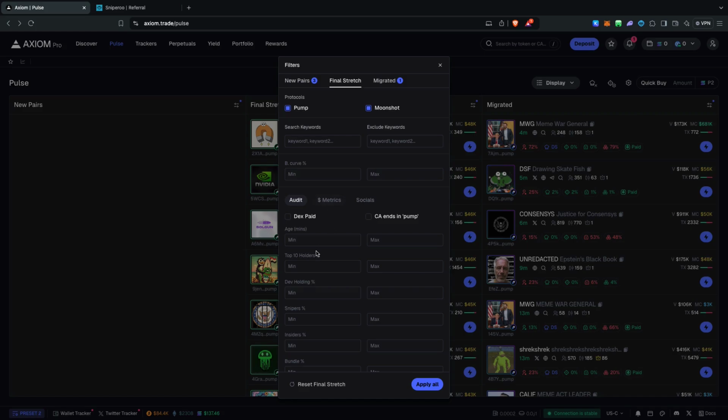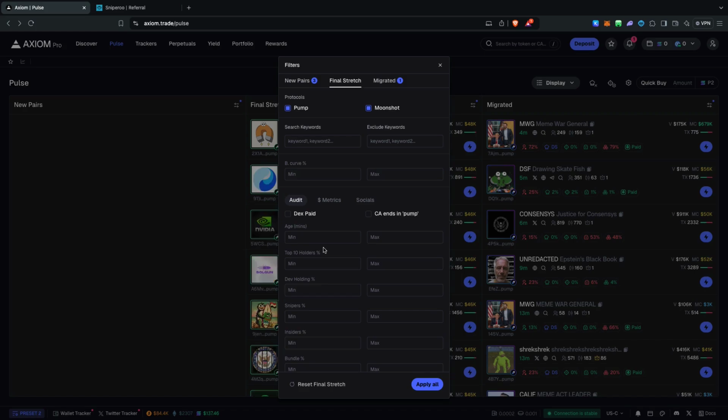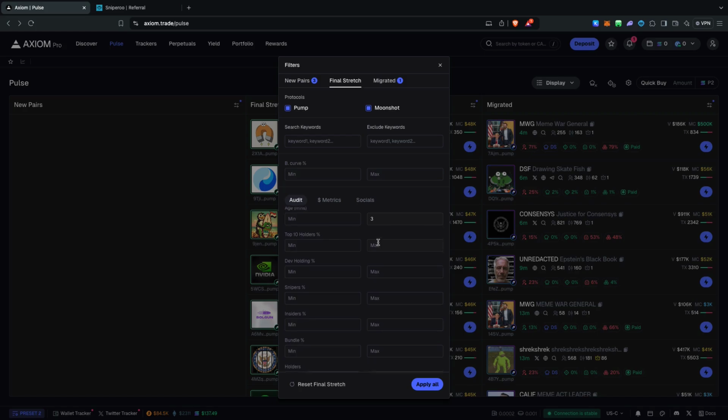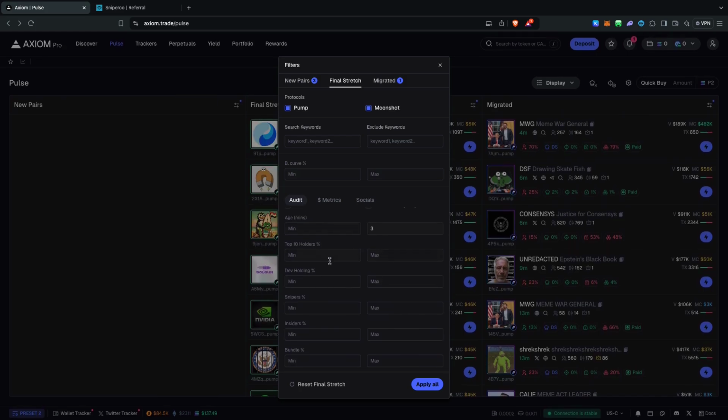The next thing you're supposed to look for, especially when it comes to the final stretch filters, is the maximum minute. Right over here, on the token age, the duration since it was created, make sure you've got 3 minutes. Then you are done. Forget about these other types of filters here. It's just going to give you analysis paralysis, and you're probably going to be looking at the wrong data.